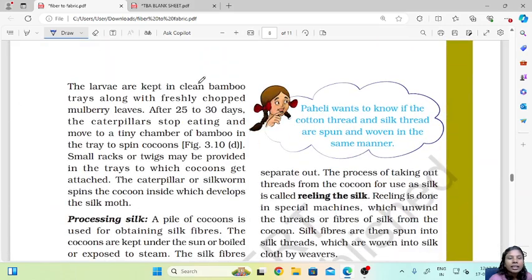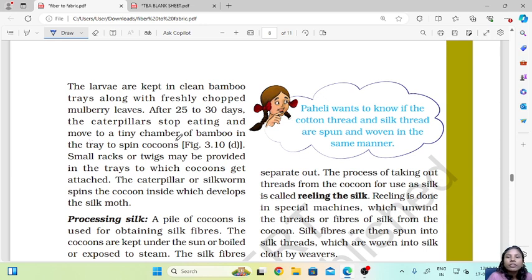The larvae are kept in clean bamboo trays along with freshly chopped mulberry leaves. So the larvae are kept in clean bamboo trays, where the bamboos are chopped into half, and in that half section they place the larvae inside, and also give them freshly chopped mulberry leaves. After 25 to 30 days, the caterpillars stop eating and move to a tiny chamber of bamboo in the tray to spin cocoons.